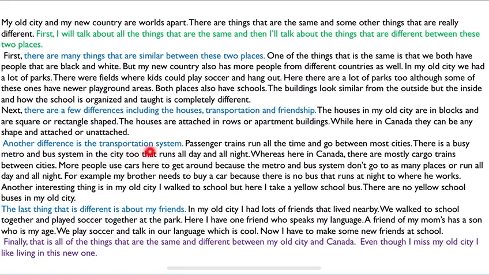Another difference is the transportation system. He supports his idea, and the last thing is the difference between the friends. And also he supports his idea, to come at the end to a conclusion where he starts with the word finally. That is all of the things that are the same and different between my old city and Canada. You see what he did here? He restated the thesis statement and he added an emotion. Even though I miss my old city, I like living in this new one.